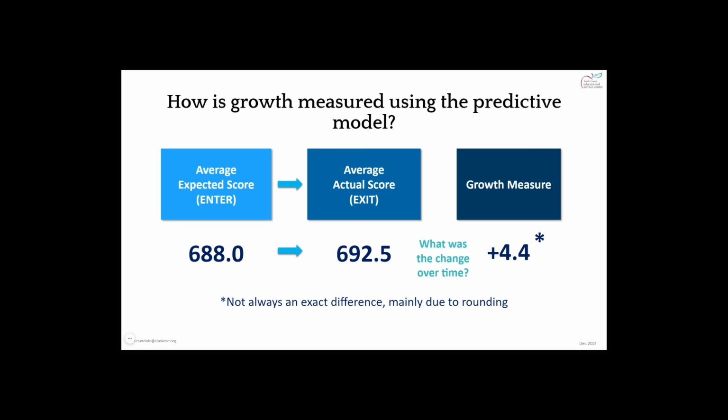So if we have a group of students, and let's now use 10th grade English 2, that group comes in with an average scale score of 688. They exit with an average scale score of 692.5. So that change over time, rounded again, is a positive 4.4. As we stated before, expected growth is 0. So there's significant index data that shows that these students met or exceeded expected growth.